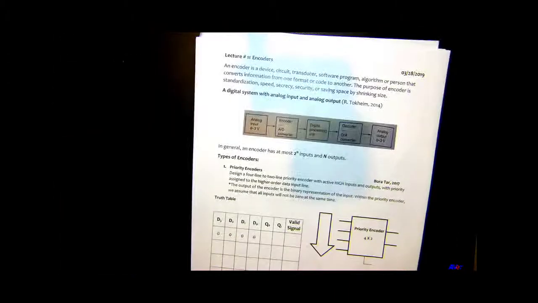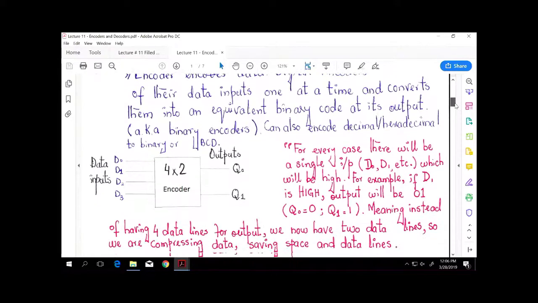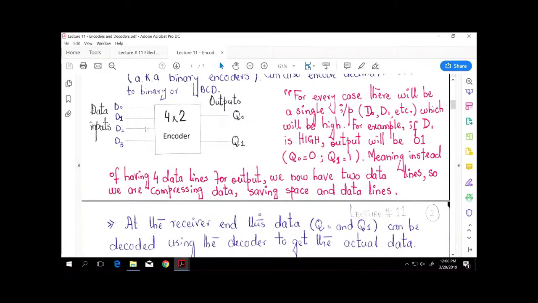All right, so coming back to this right here. Encoders take all of their data inputs one at a time and convert them into an equivalent binary code at their output. They are also known as binary encoders. They can also encode decimal and hexadecimal to binary. So here's a block diagram of a 4 by 2 encoder. You've got 4 data lines, D0, D1, D2, D3, and 2 outputs, Q0 and Q1.